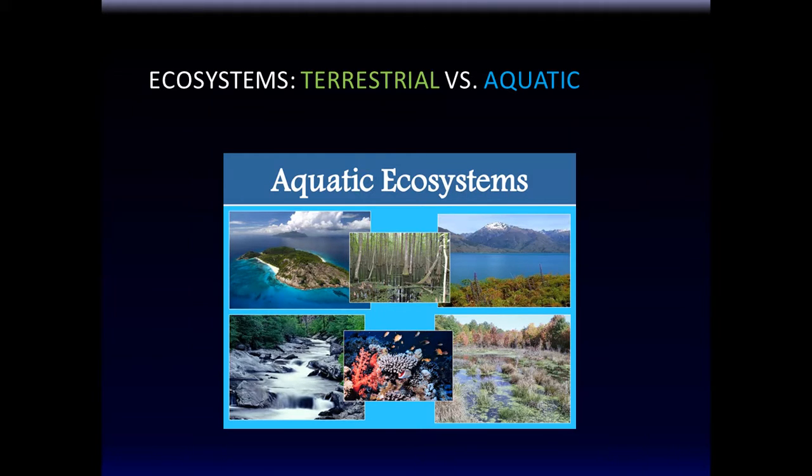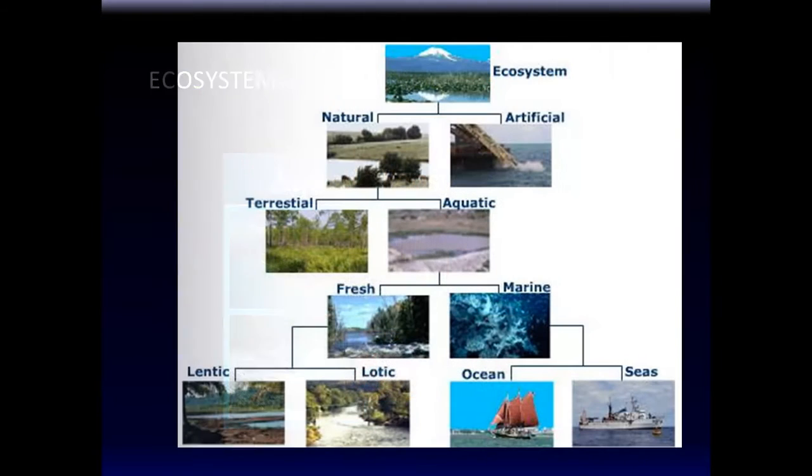Among aquatic ecosystems, they are not universally the same. Not all aquatic ecosystems are the same. A lake is different from a marsh, and it's different from an ocean. Those are examples of aquatic ecosystems.